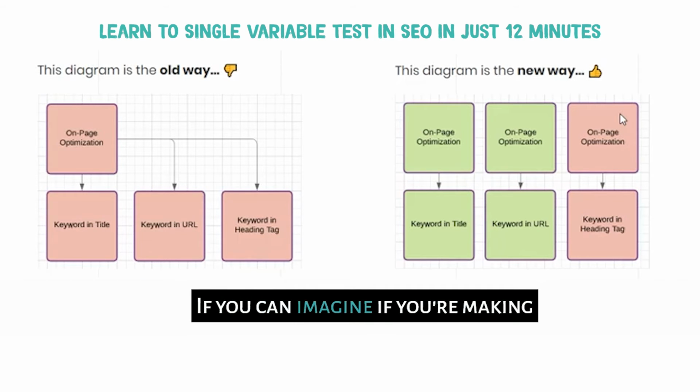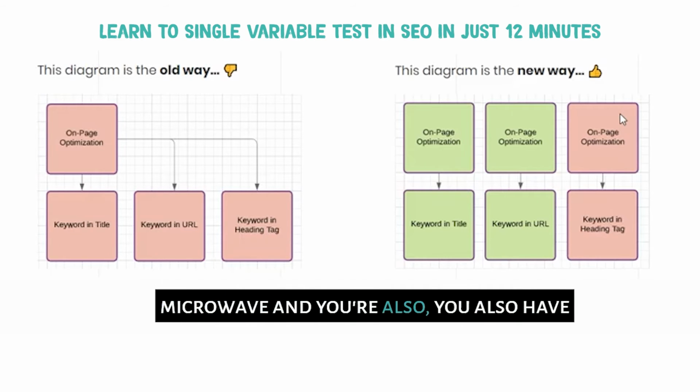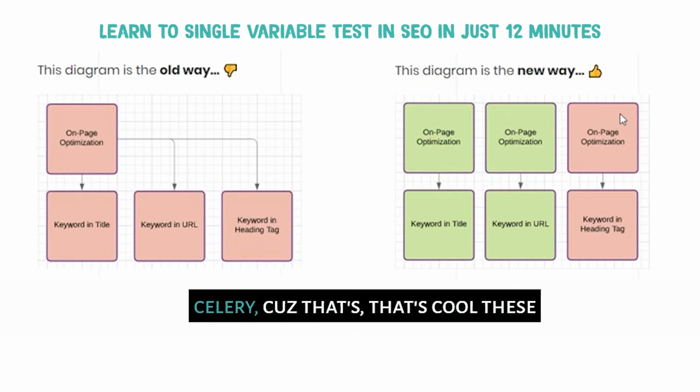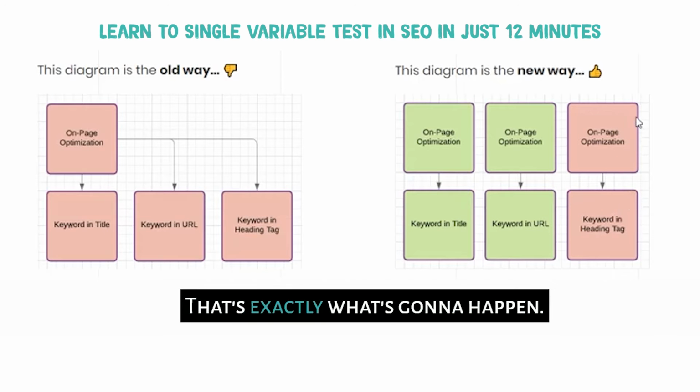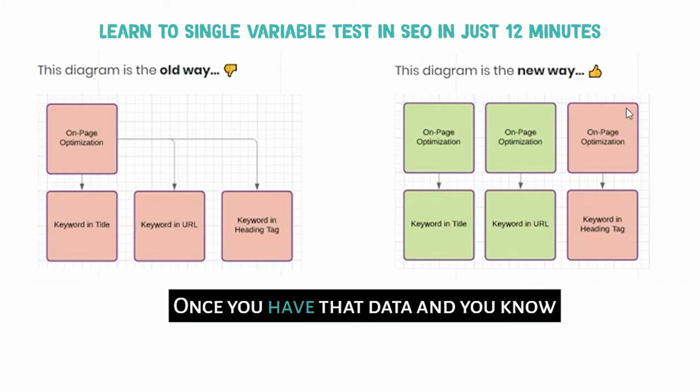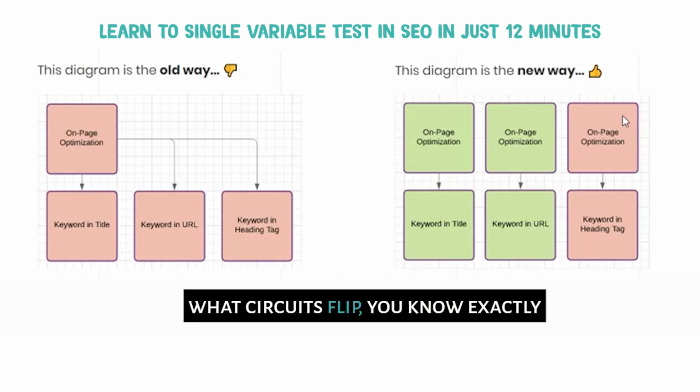If you can imagine, you're making toast and you're also running your microwave and you also have your oven on and you're also juicing celery, because that's cool these days, and you break a circuit or your circuit goes out, what happens, right? The circuit flips to the other side. That's exactly what's going to happen. And once you have that data and you know what circuits flip, you know exactly what circuit to flip back on, right? You don't have to guess.